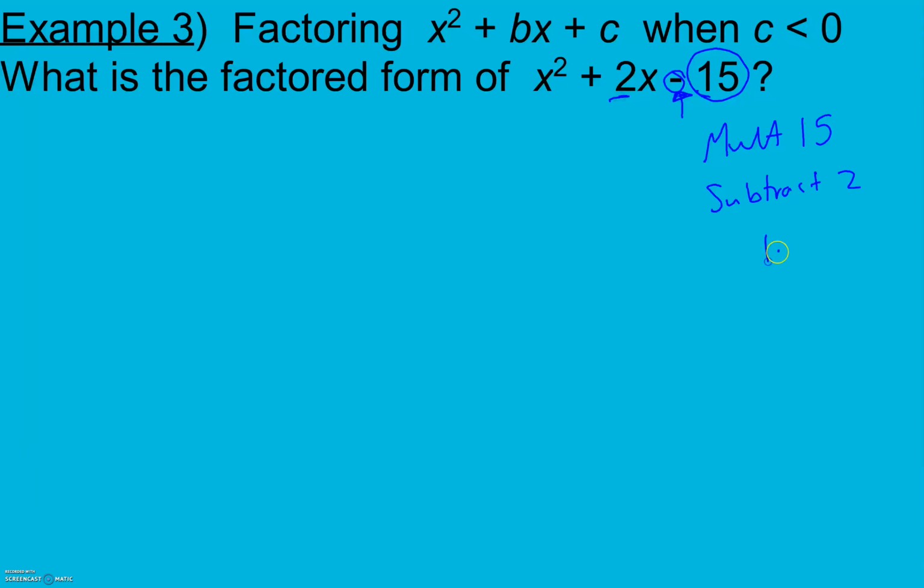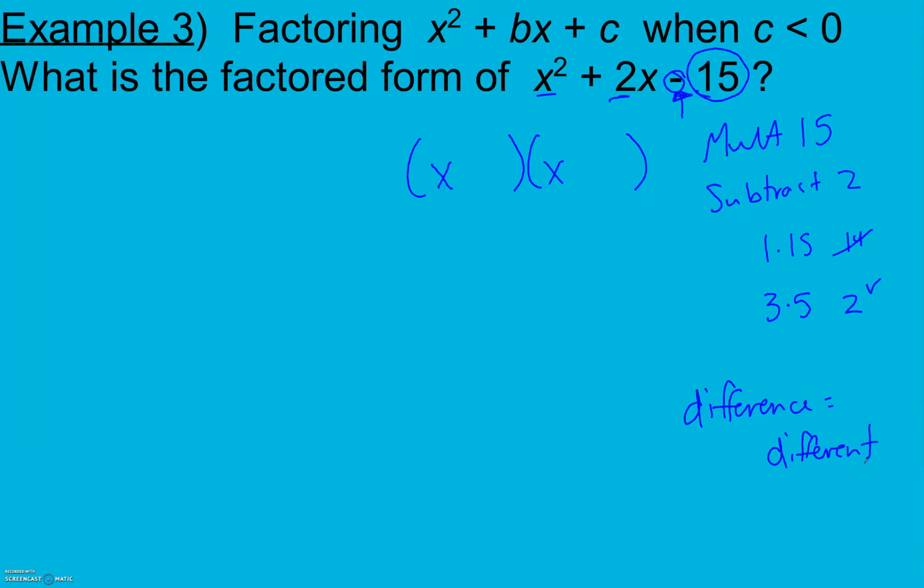Our options for 15, again, are 1 and 15. That subtracts to 14, not what we're looking for. 2 doesn't work, so we try 3 and 5. And when I subtract there, I get 2. Keep in mind, guys, we're going to do bigger minus smaller always. So here I get 2, which is what I'm looking for. So in my framework, to multiply to x squared is still x times x. Because I found the difference, or subtracted, I'm going to have different signs. So here, one's going to be negative, one's going to be positive.